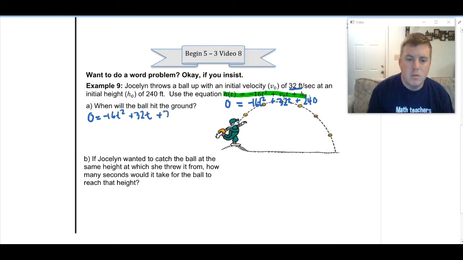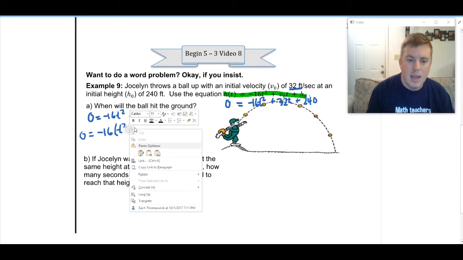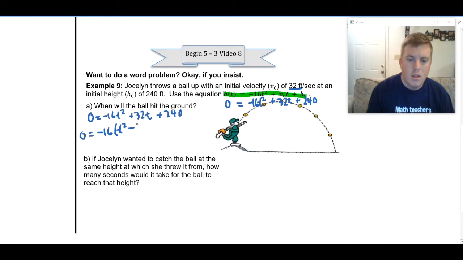Remember, the first thing we're going to want to do is look for a GCF. In this case, we do have a GCF. 16 will go into all three of these numbers evenly. And remember, we don't like having a negative out in front, so we're going to pull out a negative 16. That's going to leave us with a positive t^2, a negative 2t, and a negative 15.